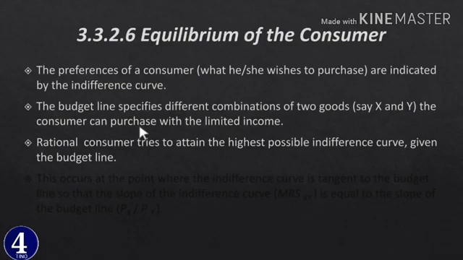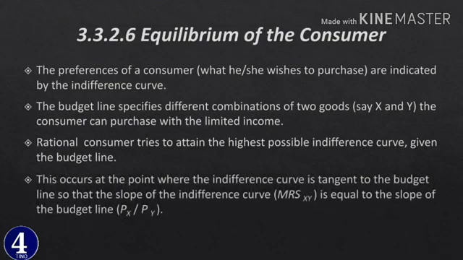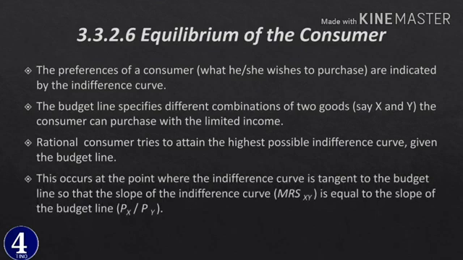So at which point is this maximum indifference curve, given the budget line, realized? It occurs at the point where the indifference curve is tangent to the budget line, so that the slope of the indifference curve is equal to the slope of the budget line. Let us leave the slopes aside for now. What is the main point?